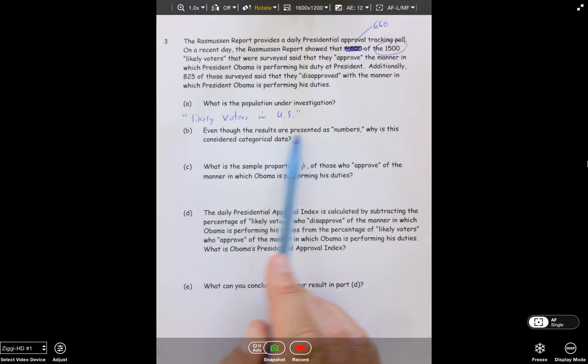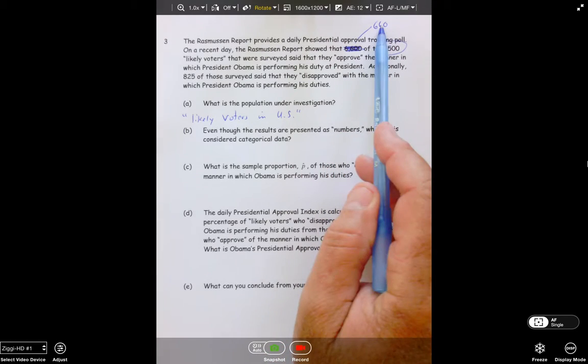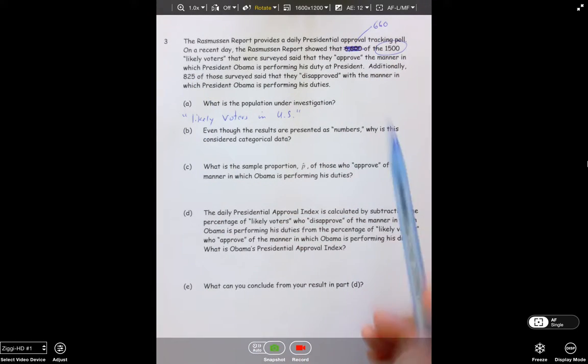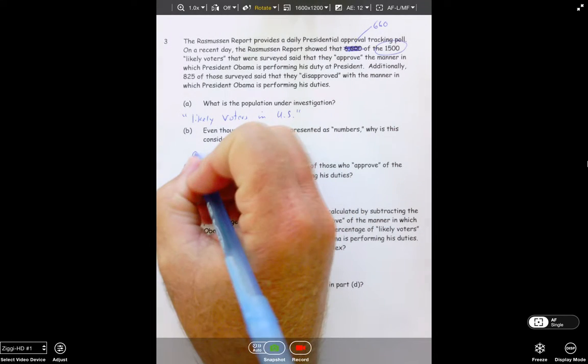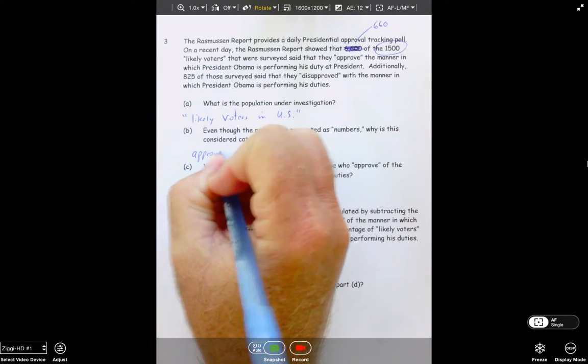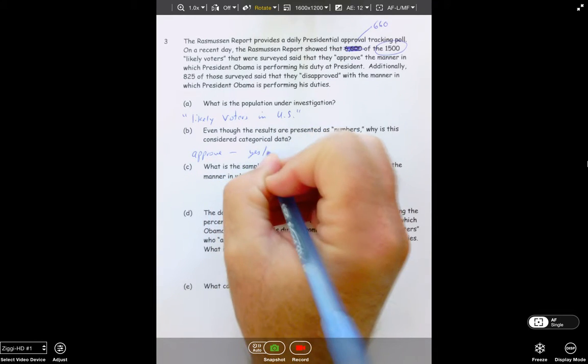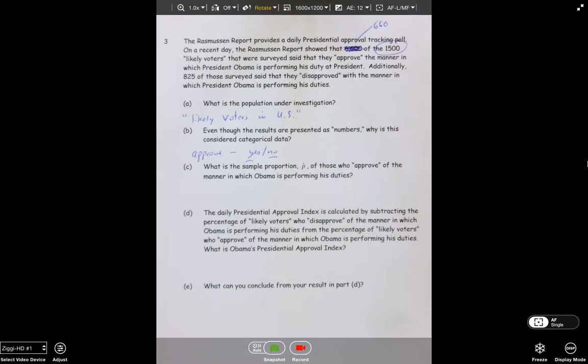Even though the results are presented in numbers, 660, 1,500, 825, why is this categorical data? Well, the question is, do you approve? And the response is either you do or you don't. So it's categorical because the response is yes or no.